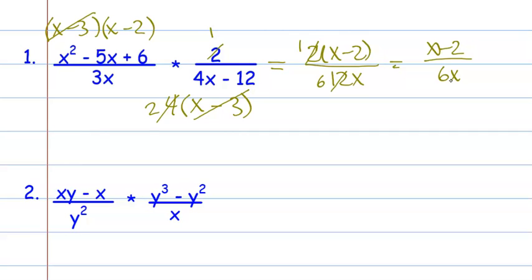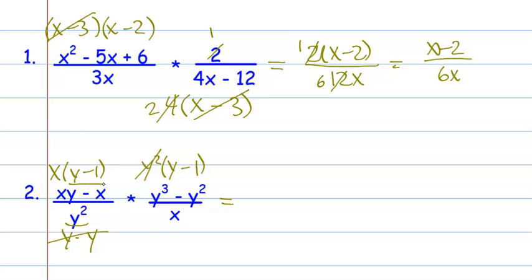Alright, go ahead and try 2 on your own and see if you can get it. Alright, I didn't completely finish because I wanted you to see something. Sometimes it's worth splitting up a y squared because you might be able to just cancel with one of the y's, but in this case, y squared up here does cancel with both of these y's.